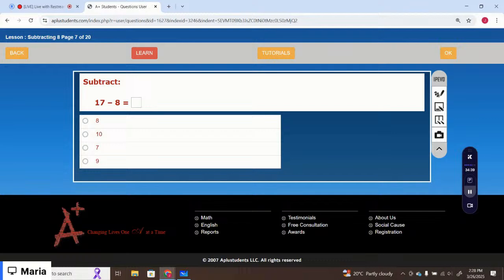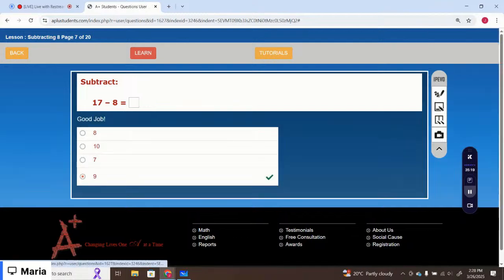17 take away 8 equals. 17 take away 8 is 9. The last one is the correct option.